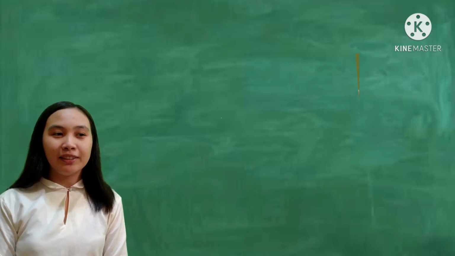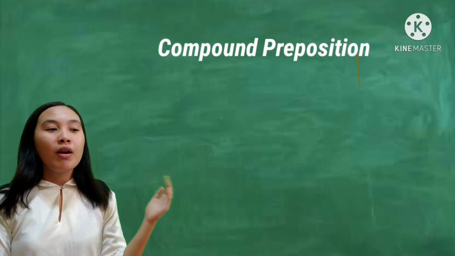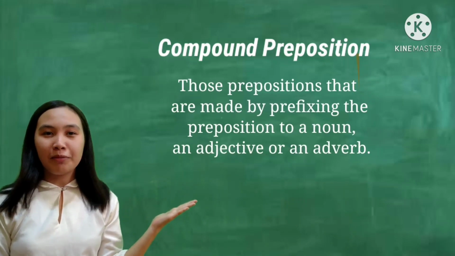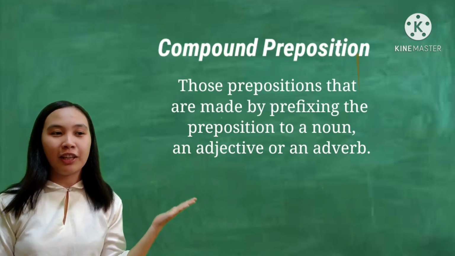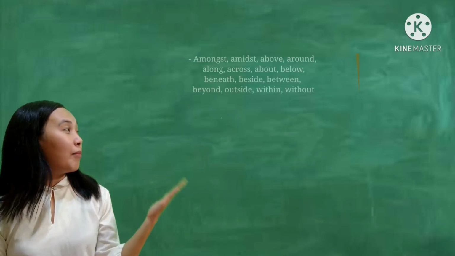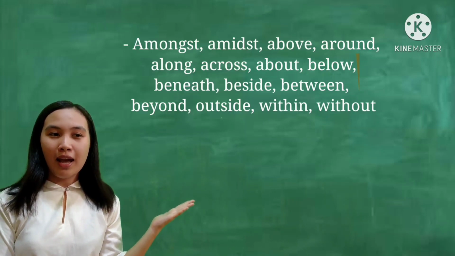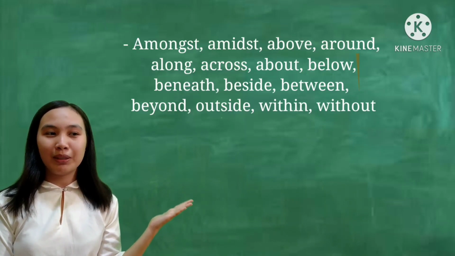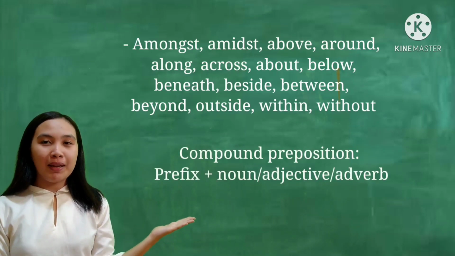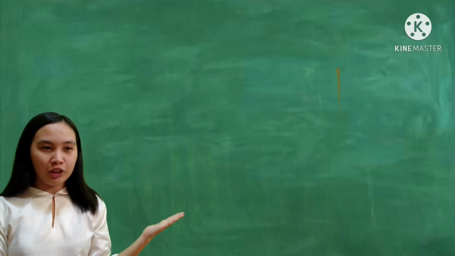So, let's discuss the third type of preposition, which is the compound preposition. So, what are compound prepositions? Those prepositions that are made by prefixing the preposition to a noun, an adjective, or an adverb. Say for example, amongst, amidst, above, around, along, across, about, below, beneath, beside, between, beyond, outside, within, and without. So prefix plus noun or adjective or adverb is equal to compound preposition.